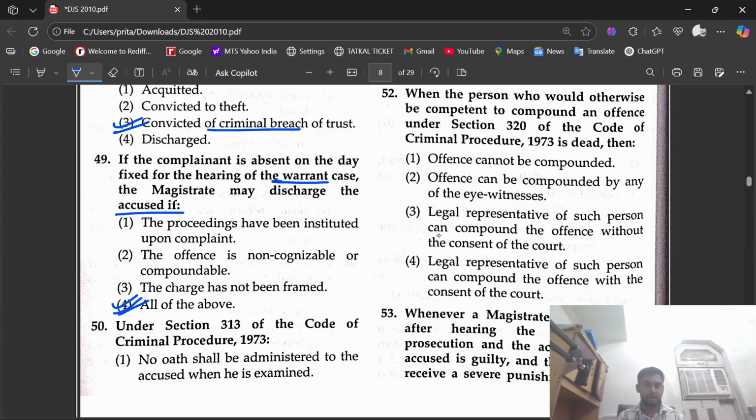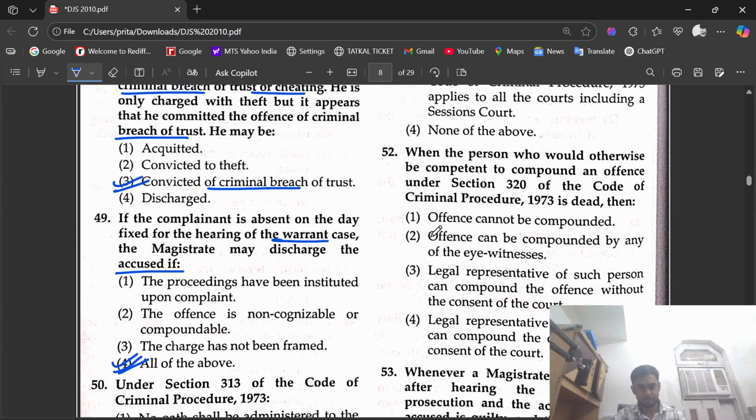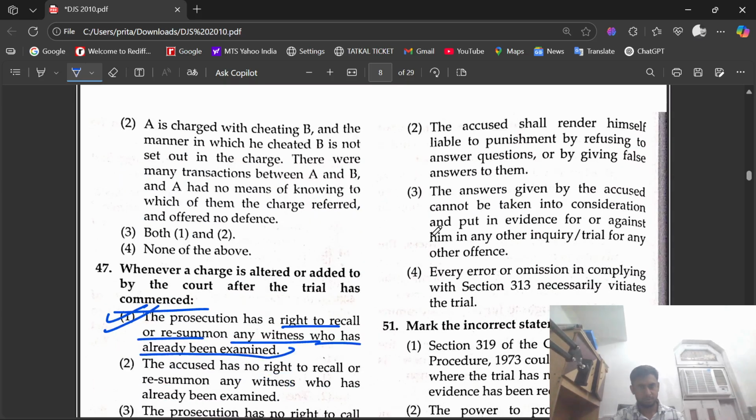Question number 50. Under section 313 of the Code of Criminal Procedure 1973, no oath shall be administered to the accused when he is examined. The accused shall render himself liable to punishment for refusing to answer questions or by giving false answers to them. The answer given by the accused cannot be taken into consideration and put in evidence for or against him in any other inquiry or trial for any other offence. Every error or omission in complying with section 313 necessarily vitiates the trial.